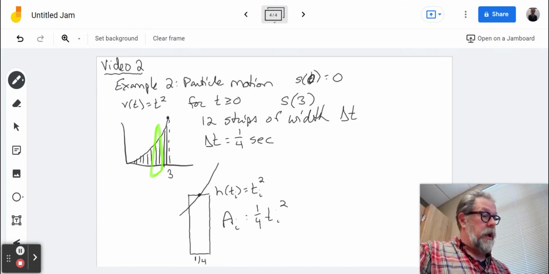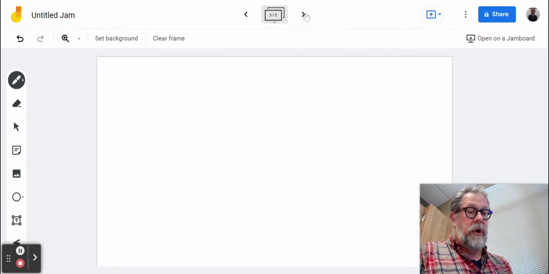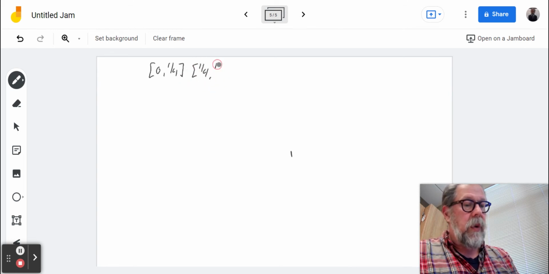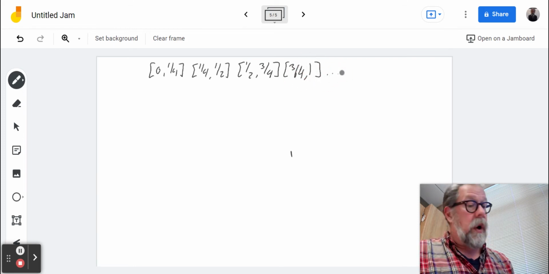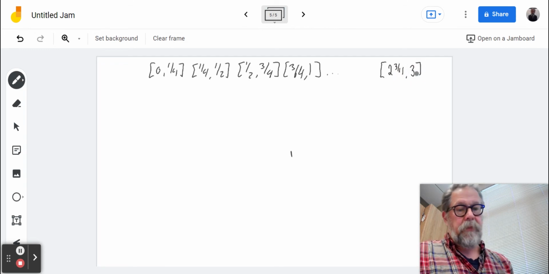So let's take a look at our subintervals. Oops, sorry, bumped the camera there. Let's make a chart. My first subinterval is going to go from 0 to 1/4. My second is going to go from 1/4 to 1/2. My third is going to go from 1/2 to 3/4, 3/4 to 1, and so on. And my final strip will be from 2 3/4 to 3.